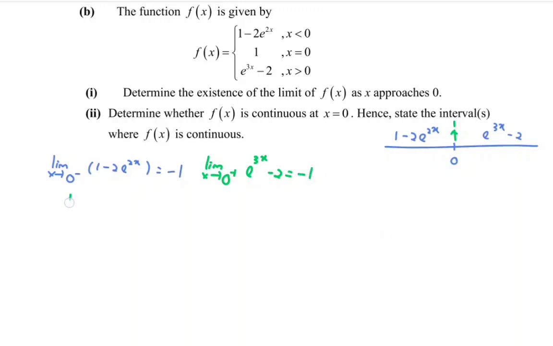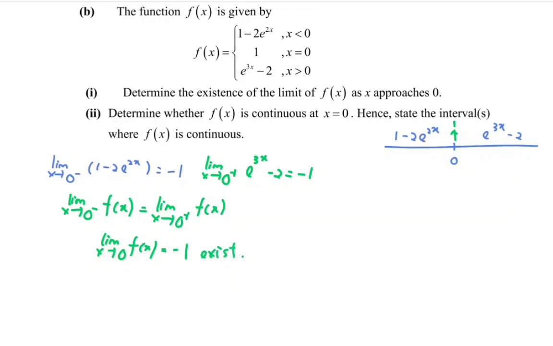So the limit when x approaches 0 from the left for the function f(x) is the same as the limit when x approaches 0 from the right for the function f(x). Since we have the same, then we can say the limit when x approaches 0 for the function f(x) is equal to negative 1, or we can say approaching negative 1, and the limit exists.